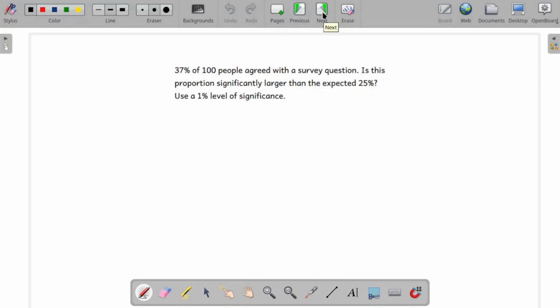So here we see 37% of 100 people agreed with some survey question. We want to know, is this proportion significantly larger than the expected 25%? We'll use 1% level of significance to sort this out. So the null hypothesis will be that P is still 25%, while the alternative hypothesis, as given in the question, is that P is now greater than 25%. Alpha, the level of significance, we'll set at 1%.